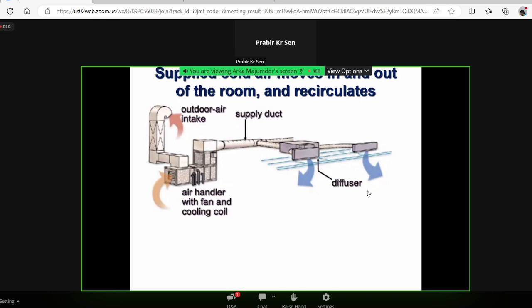we take some return air, say Q1 quantity, and add some Q2 quantity of outdoor air to it. So my supply air will now be Q1 plus Q2. We are supplying Q1 plus Q2 quantity of air into the room through the diffuser, but taking back only Q1 quantity. The Q2 quantity we are not taking back to the air handling unit. We allow it to leak out from the room through wherever there are openings.